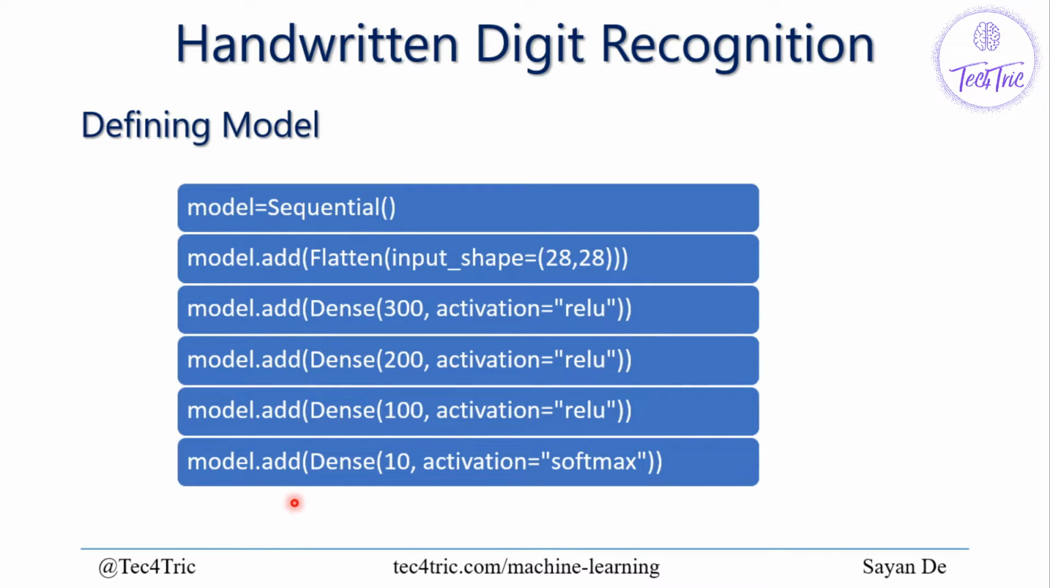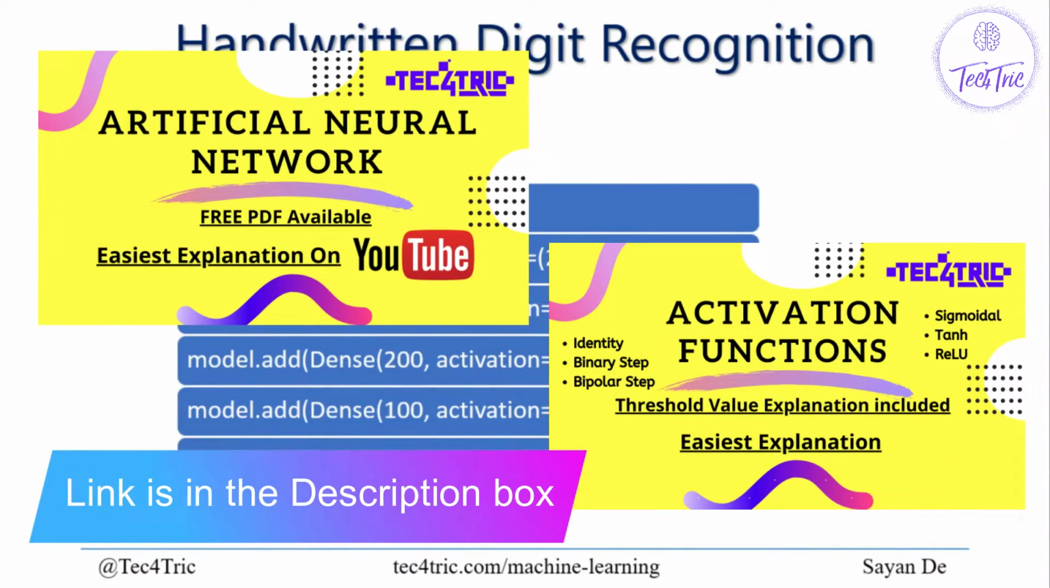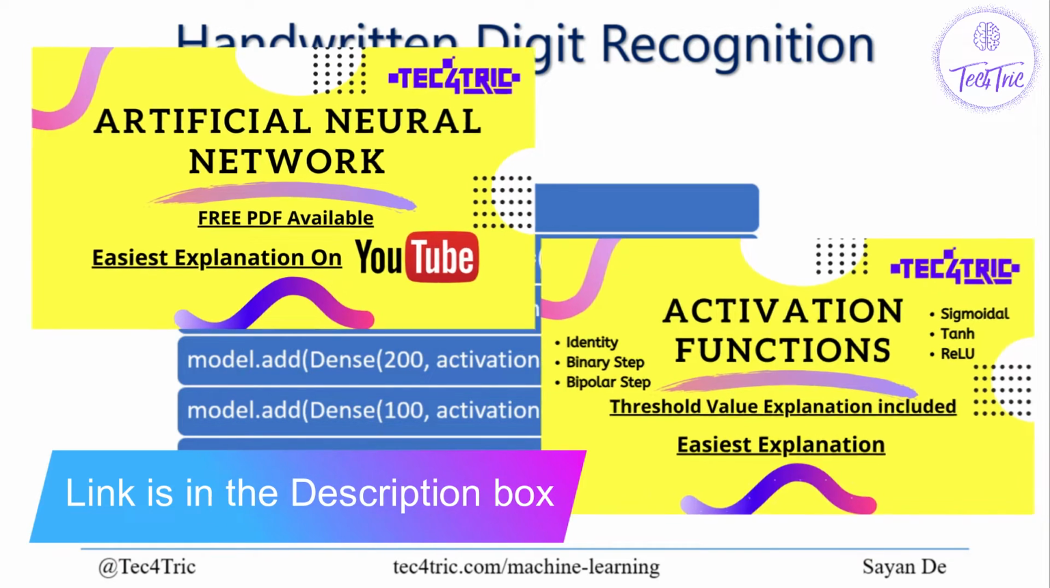And in the last output layer, there are 10 neurons. And this is not random. We have 10 classes from 0 to 9, and we are adding the softmax activation function. If you don't know about activation functions or threshold values, don't worry. Please watch these videos to learn more about artificial neural networks and activation functions.